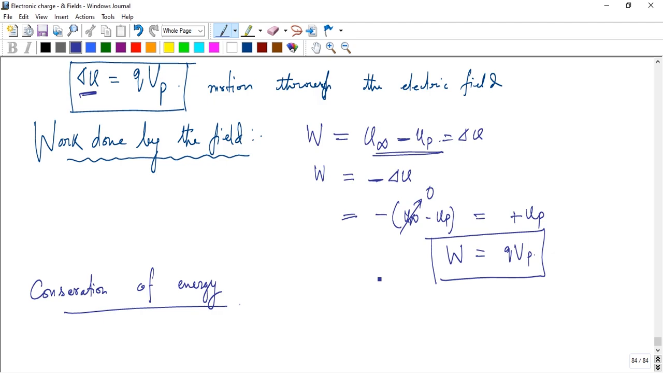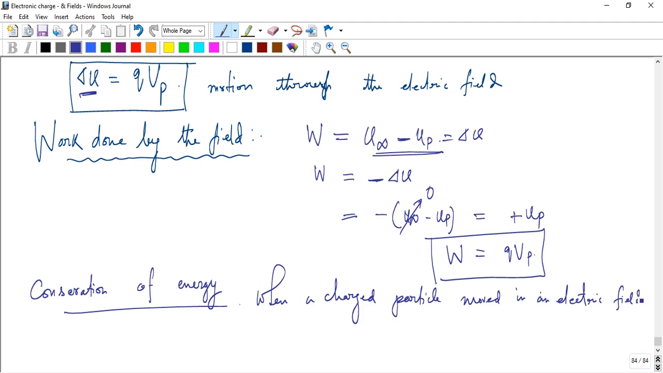So when a charged particle moves in an electric field, only the electrostatic force is applied. The source charge is fixed at a point here.